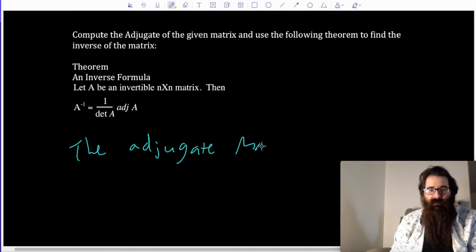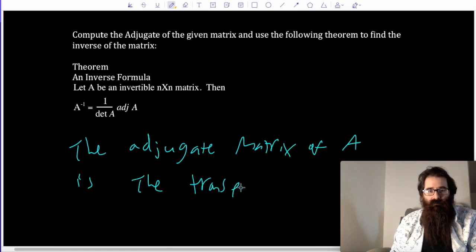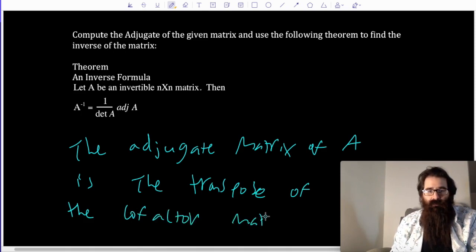The adjugate matrix of A is the transpose of the cofactor matrix of A.